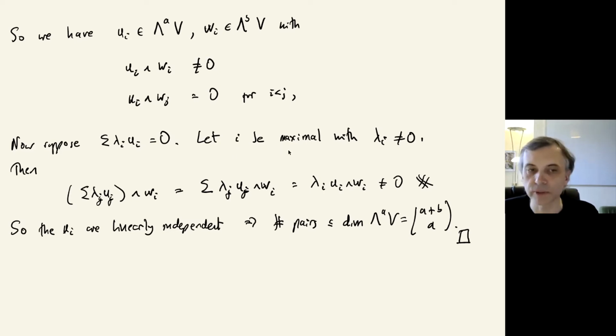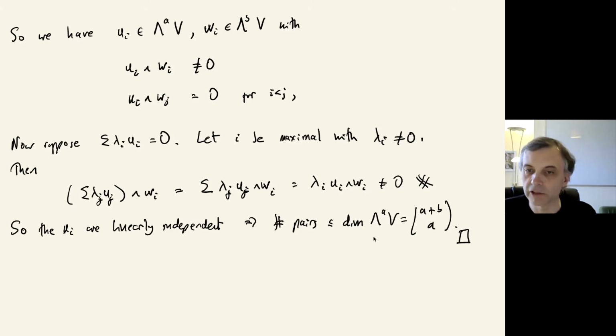So here it's maximal, and we wedge with wi. The point is wi kills off all the earlier uj's, and only ui survives. So sigma lambda j uj wedge wi, by linearity, that's sigma lambda j, uj wedge wi. Only ui wedge wi survives, the others are all 0. And this has to be non-zero, and that's a contradiction, because we started out with something that was 0, wedge wi. So that tells us that we do have linear independence.